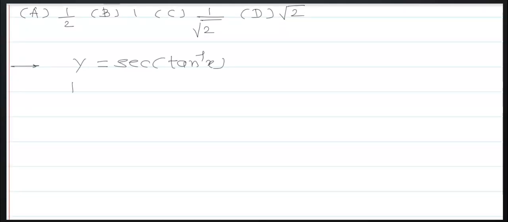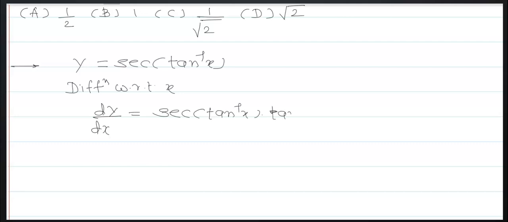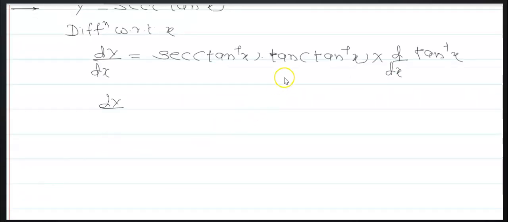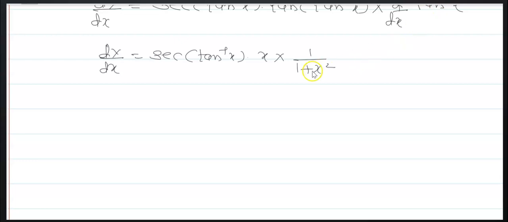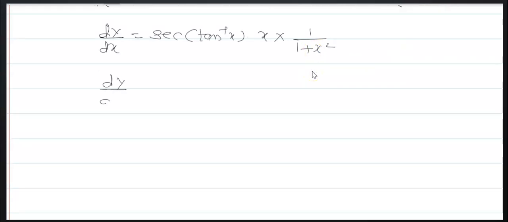Y is equal to sec of tan inverse of x. Now differentiate this with respect to x. Therefore dy by dx is equal to sec of tan inverse of x into tan of tan inverse of x, into d by dx of tan inverse of x. So sec of tan inverse of x as it is, but tan of tan inverse of x is x, and d by dx of tan inverse of x is 1 upon 1 plus x squared.